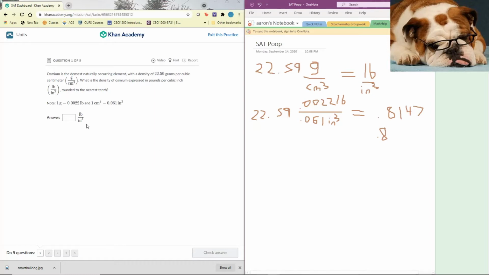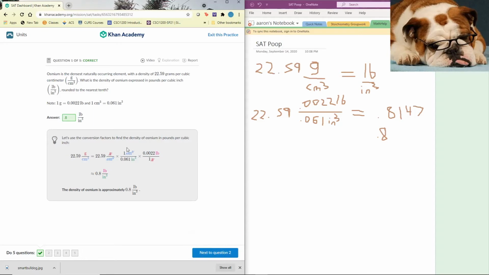So let's enter this in. See, and we got it right. So all you have to do is plug in what that unit is equal to, and then you just put the unit right there. So instead of 1 gram, it's 0.0022 pounds. Instead of a centimeter cubed, it's 0.061 inches cubed. So we're almost using these just like normal variables. You're just plugging it in.